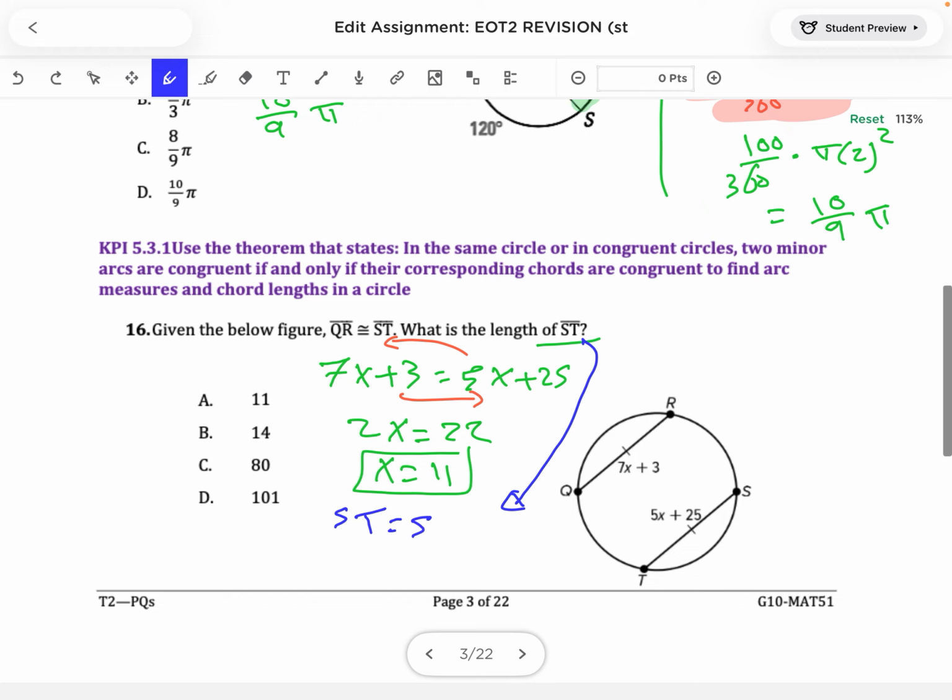ST equals 5x plus 25, which is 5 times 11 plus 25, and the answer will be 80. Next.